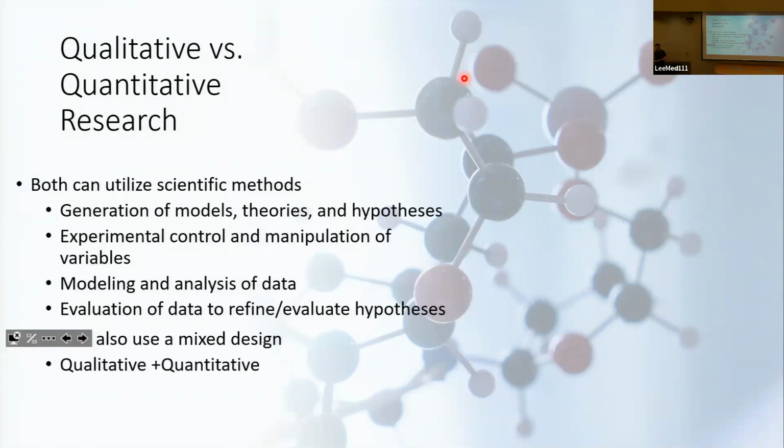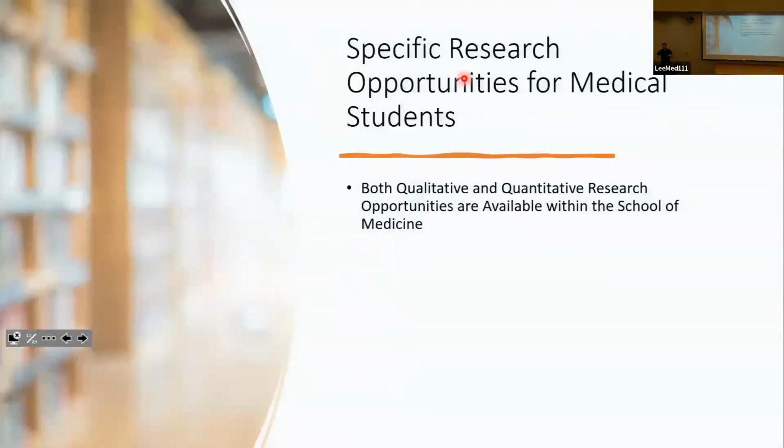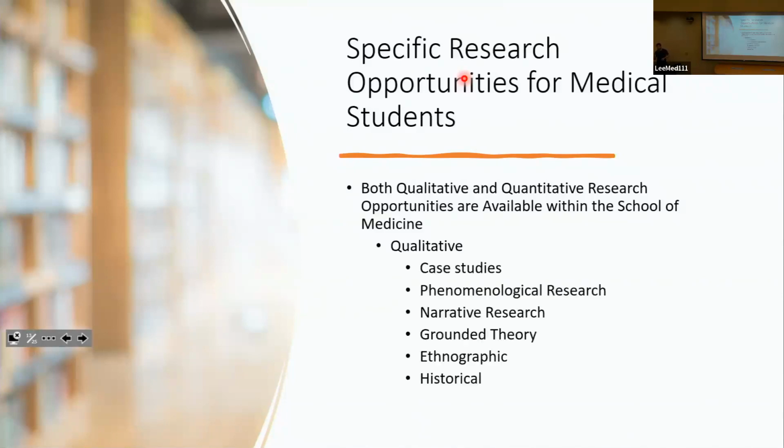So what I'd like to spend the rest of the time talking about are specific applications of these different research methodologies for medical students. So both qualitative and quantitative research opportunities are available within the Stanford School of Medicine, and I'll talk about at the end where you may first turn to get some of these research experiences, but I thought I should give examples of qualitative research and quantitative research to give you an idea as to which of these may be of more interest to you.